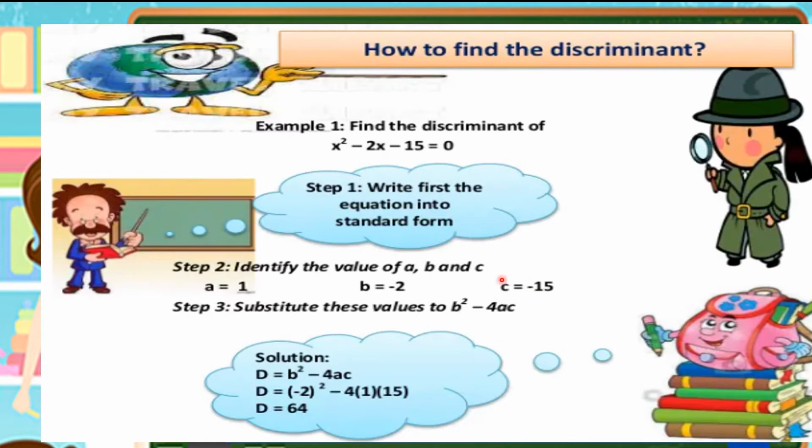So, napakasimple. Just write, ano nga ulit? Write first the given equation into standard form. Kung naka-standard form, okay na. And then, identify the values of A, B, and C. Then, after that, we are going to substitute it to our formula, which is b squared minus 4ac.